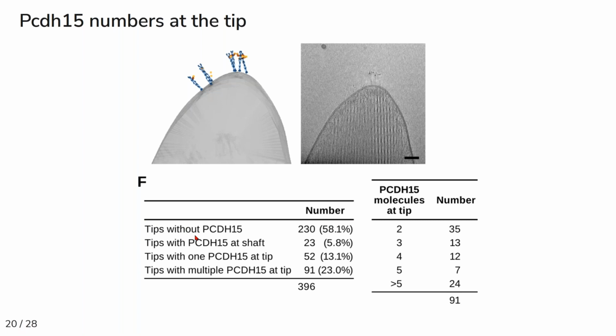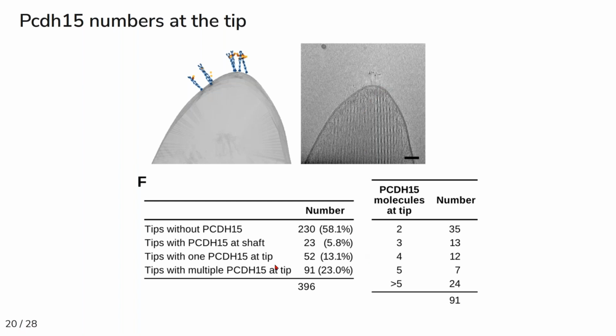There's a couple of reasons why that could be. Most ideally you would expect protocadherin-15 at every tip, but for one, it could be that we're selecting for the longest stereocilia, which would not be connected to a longer stereocilium and therefore would not have a tip link. But what's more likely is that in the sample preparation we damage tips and therefore we don't see any labeling.